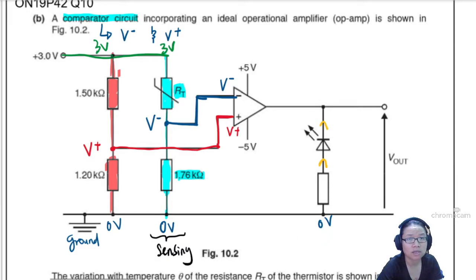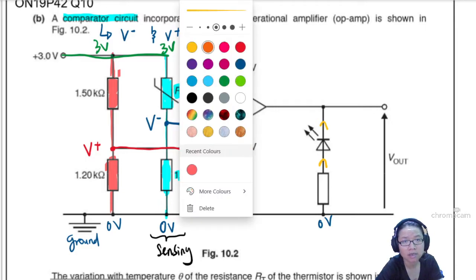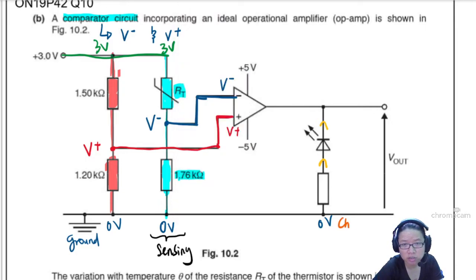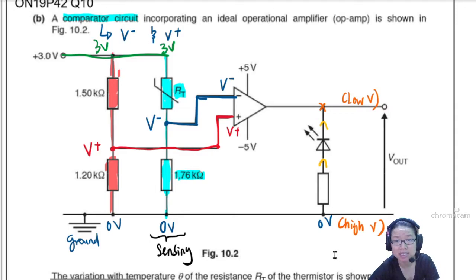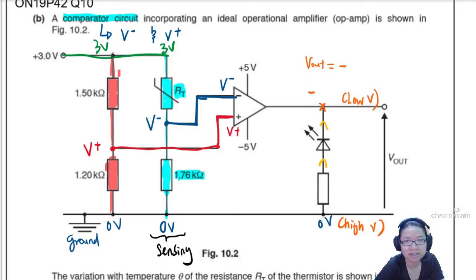I'm just going to label this a bit. Okay, so this one is high potential, high V, to low potential, low V. If this is low potential, it must be negative because the high potential is already zero. Current will flow from a higher zero to a lower negative number. So the output, V out, must be negative.